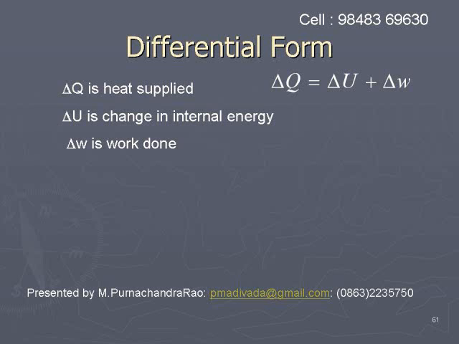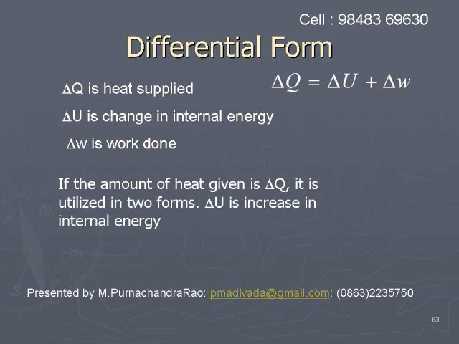Delta Q is heat energy supplied or given out by the system. Delta U is the change in internal energy, that is, either an increase or decrease in internal energy. Delta W is work done either by the system or on the system. So here three types of energy changes take place, and the relation between them is given here.